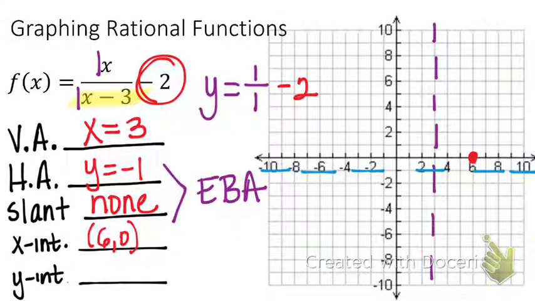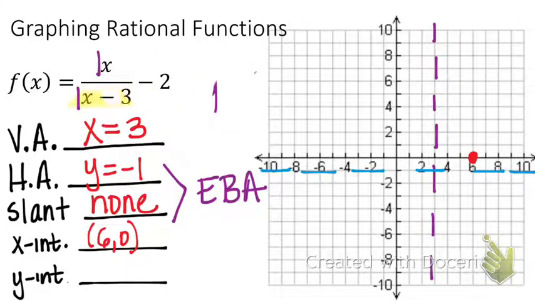Lastly is your y-intercept. What does it tell you to do at the bottom of the pink sheet? How do you find the y-intercept? Plug in the 0 for x, so go ahead and do that. Go back to your equation. Substitute in a 0.